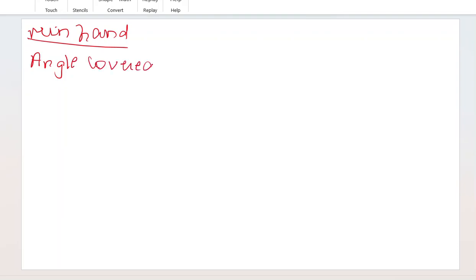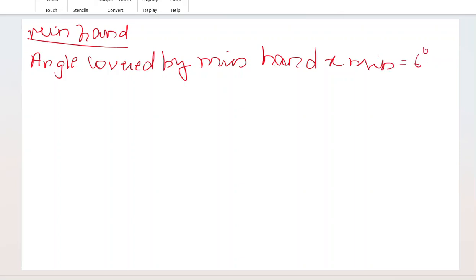Angle covered by the minute hand. Now over here it is only x minutes. So therefore I say 6 degree into x, which is 6x. Now I take, as expected, the angle between. The angle between will be, I take the first one.